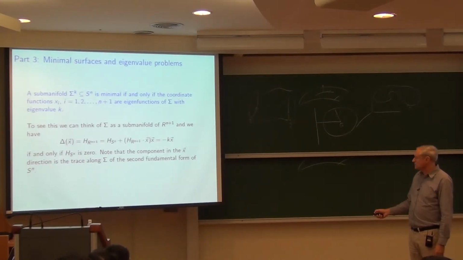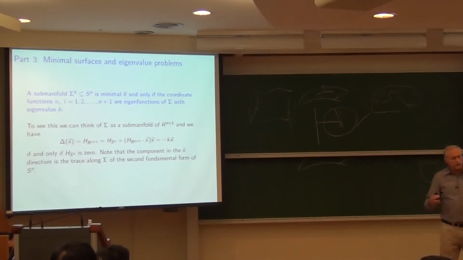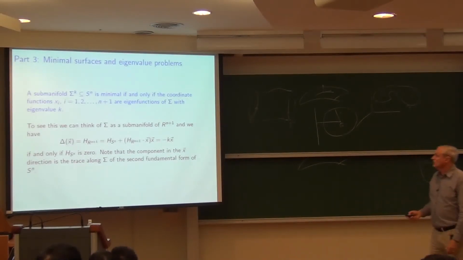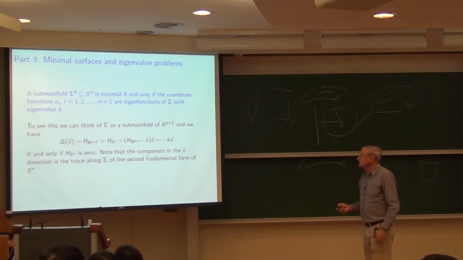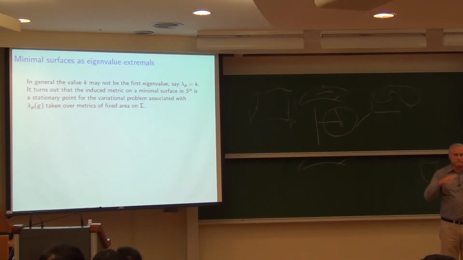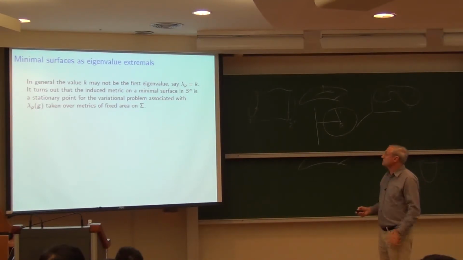And so the x component here is just the trace of the second fundamental form of the sphere along sigma. And that second fundamental form of the sphere is just the metric. And so when you do this trace, you just get the dimension of the space you're tracing over, with the minus sign. Okay, and so that's a straightforward calculation, which is classically known. So it looks like a sort of coincidence. So okay, in this special case, minimality is equivalent to saying the coordinate functions are eigenfunctions.